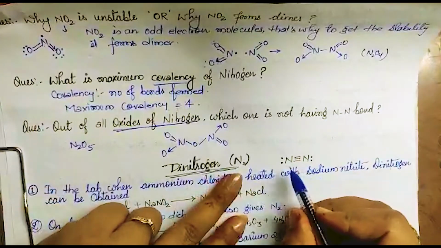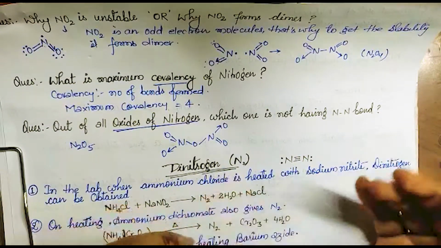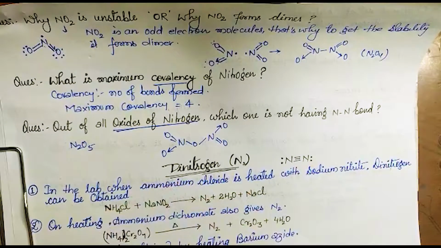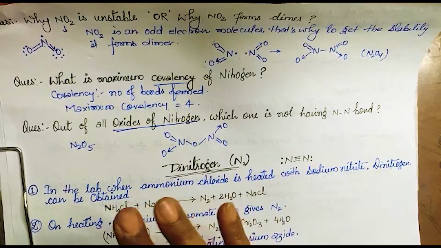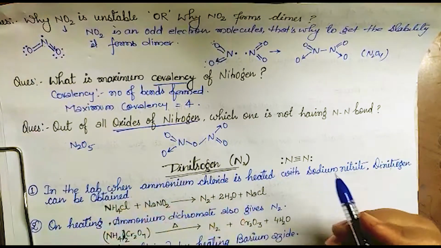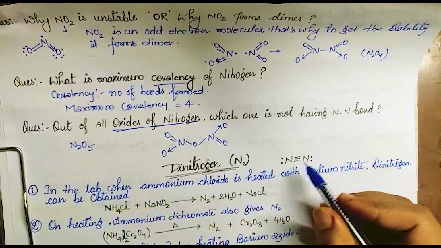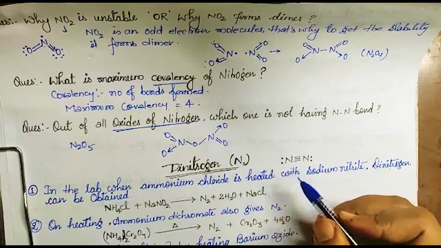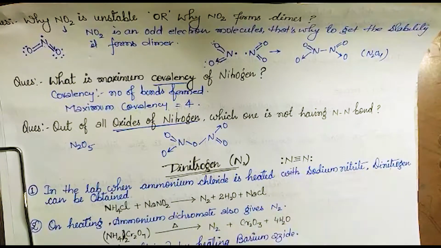So we know that it forms a triple bond between N and has low catenation power. That's why it only exists as N2, it cannot be N4 or N3, something like that. And there is a triple bond, high bond dissociation enthalpy, so it is almost inert. Yes, that I have explained in the previous class.